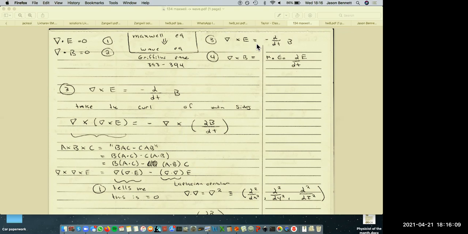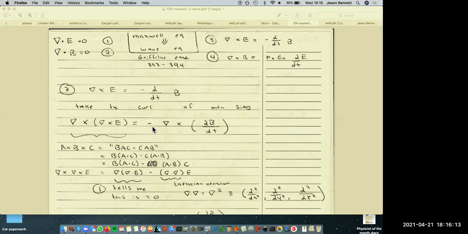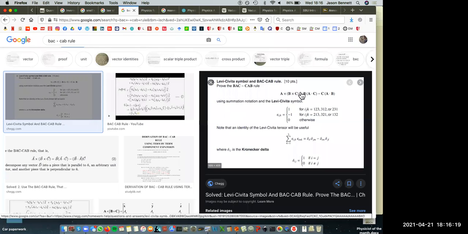And I'm going to take another curl of it. So I'm going to take a curl of the left-hand side and a curl of the right-hand side. And then I'm going to use this rule that maybe you remember from calculus or algebra. It's called the back minus cab rule.